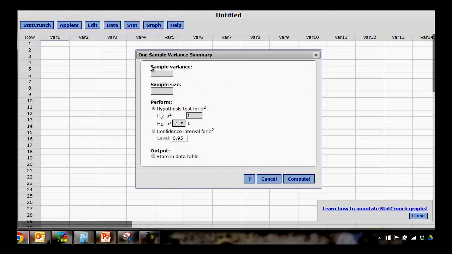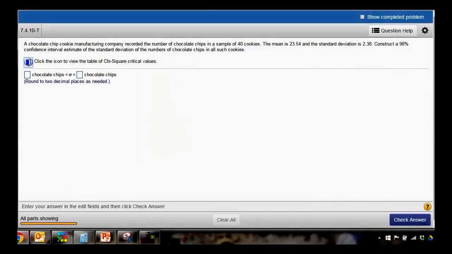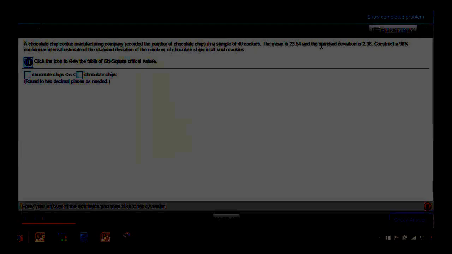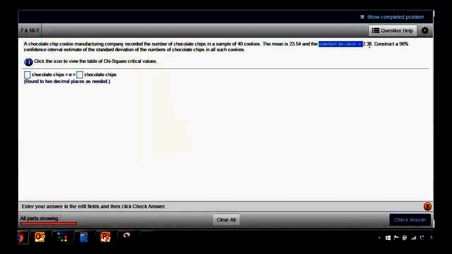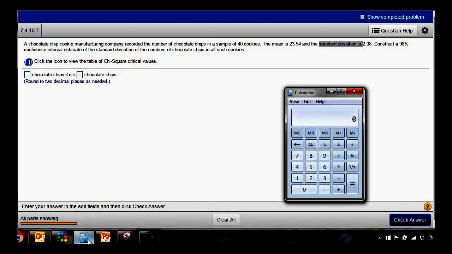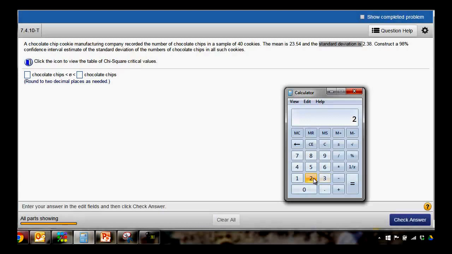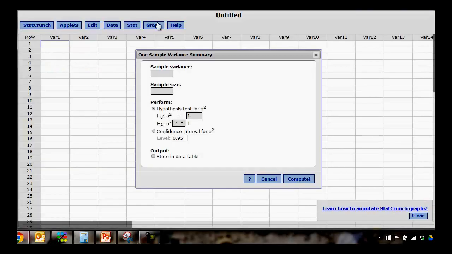All right, you'll notice that it asks for sample variance. That's what I meant by it's important to pay attention to it, because if you go back to the question, you'll notice that they list the standard deviation. So the first thing you have to do is take your standard deviation and square it so that you now have the variance. So go back here, put in that variance.